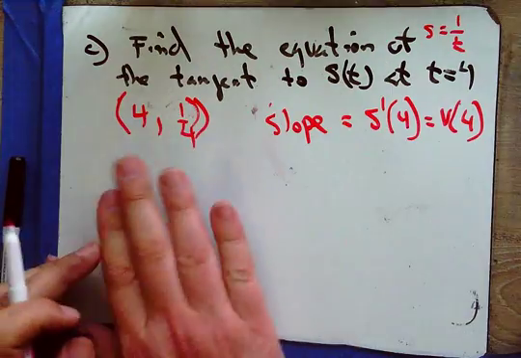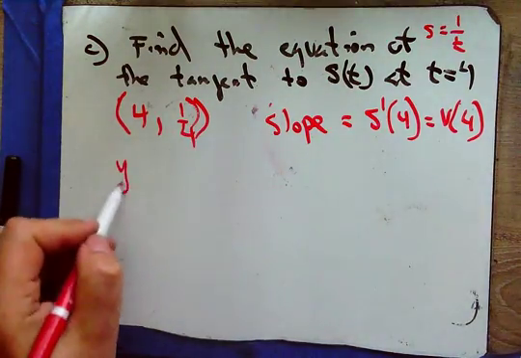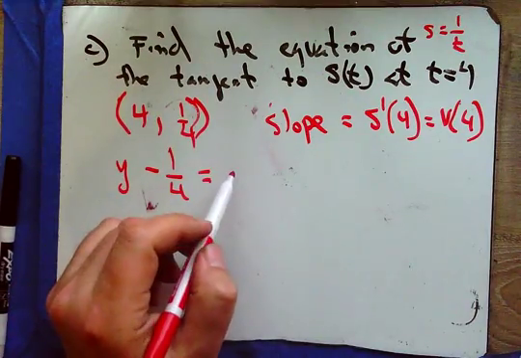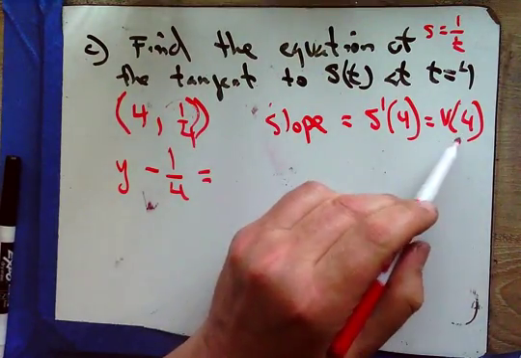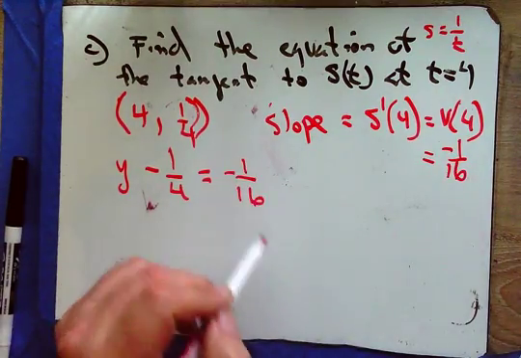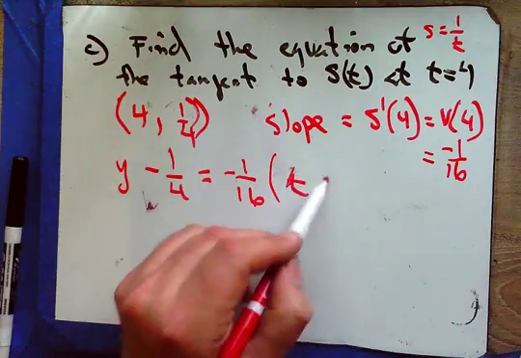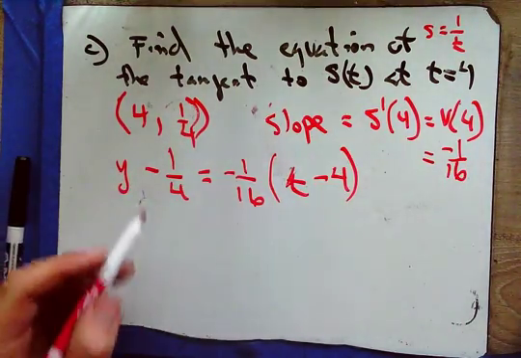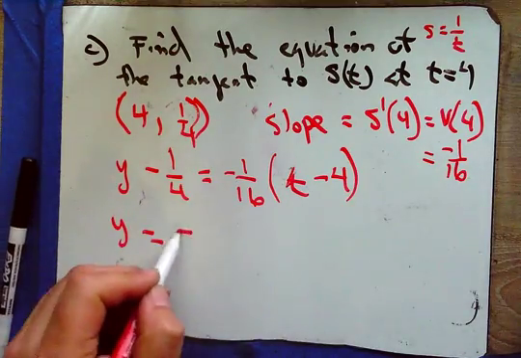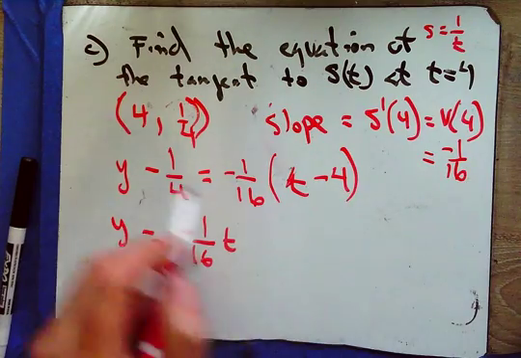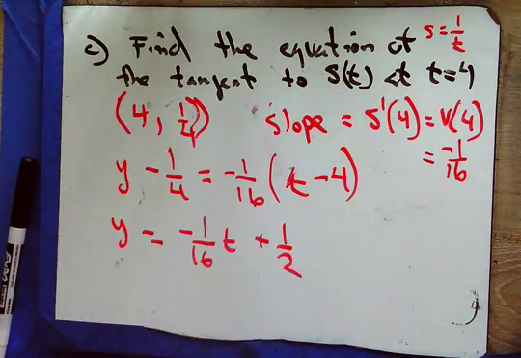So now I've got everything I need to write the equation of the tangent line. I have the slope, I have the point, and I can just write y minus 1/4 equals, what was the slope at 4? What was velocity at 4? It was negative 1 over 16. Negative 1 over 16, times (t minus 4). And really, I'd stop here. I really would. If you simplify further, though, I believe you end up with plus 1. Okay.